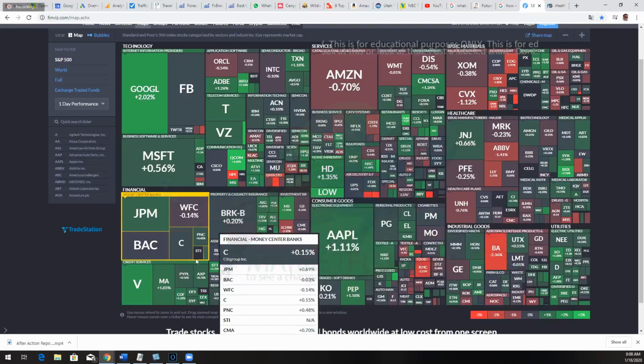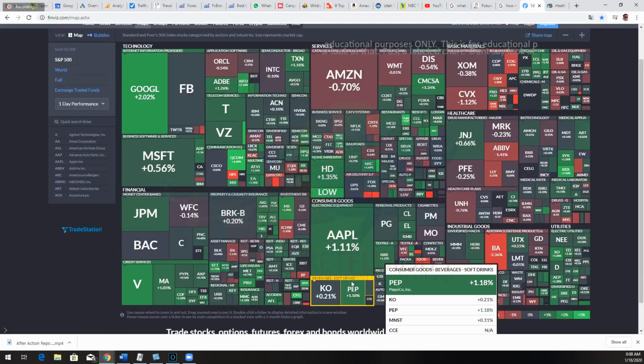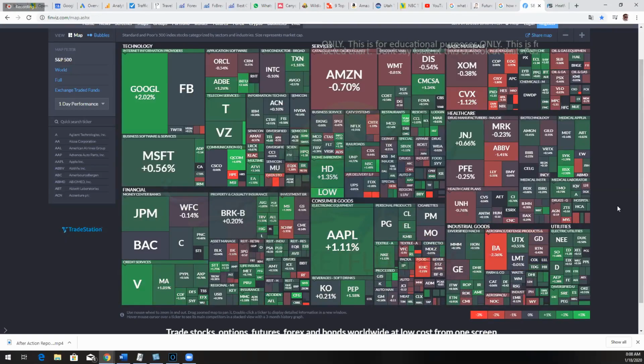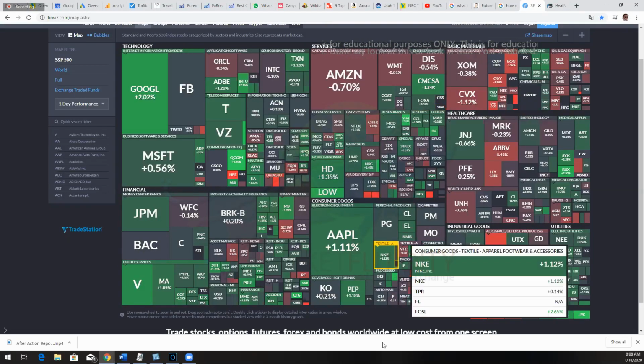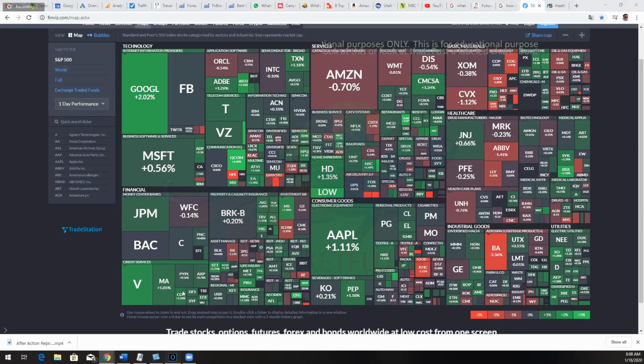Is it looking very red overall? Is it looking very green overall? What is it looking like right now? You see, it looks green and it looks red, and this is why the market is flat at this point.